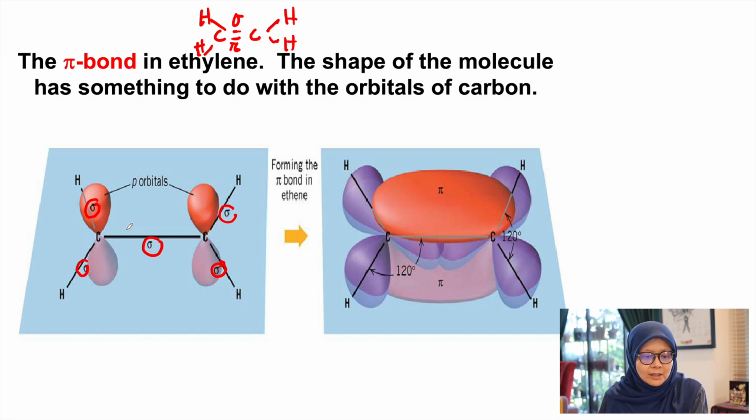Alright, all the sigma bonds are showing you the end-to-end overlapping, but if you have the side-to-side overlapping, it will give you a pi bond. Alright, so a pair of these side-to-side overlaps will give you one pi bond. And the angle here between hydrogen, carbon, and carbon is 120 degrees. So it will give you what we call a trigonal planar.